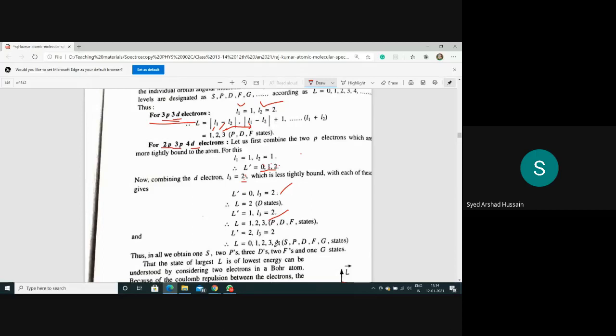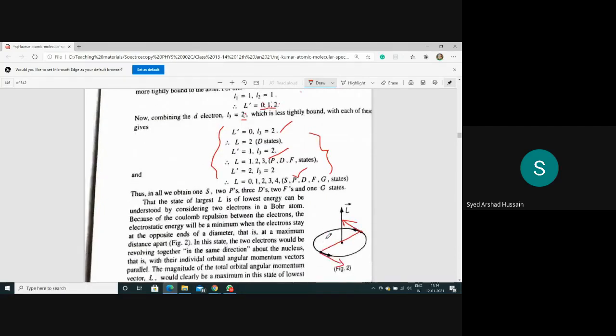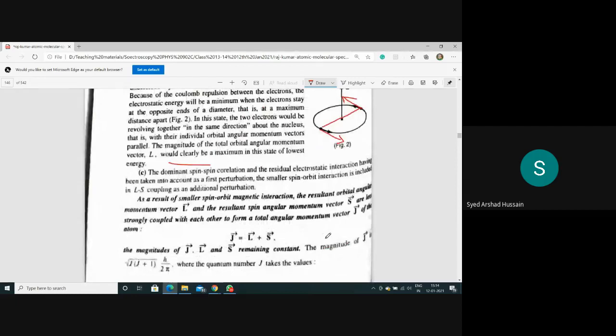Then 0, 1, 2, 3, 4. So these are the states, and you have got them using your LS coupling scheme. After that, what will happen? All the resultant capital L and capital S will interact with each other, and they will result in a resultant total angular momentum vector capital J, where J is equal to L plus S.